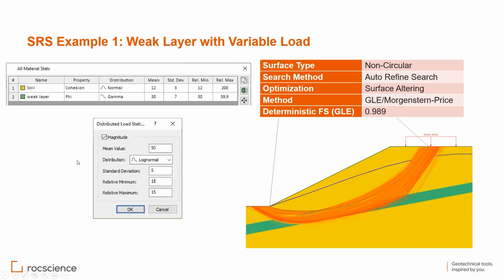Before going into the live examples, I just want to show some non-live examples to explain how effective response surface is. This first one is with Slide 2. There's a yellow material with a weak layer and a load. There are 3 random variables defined: 2 are material properties, 1 for the soil and 1 for the weak layer, and 1 is for the load itself.